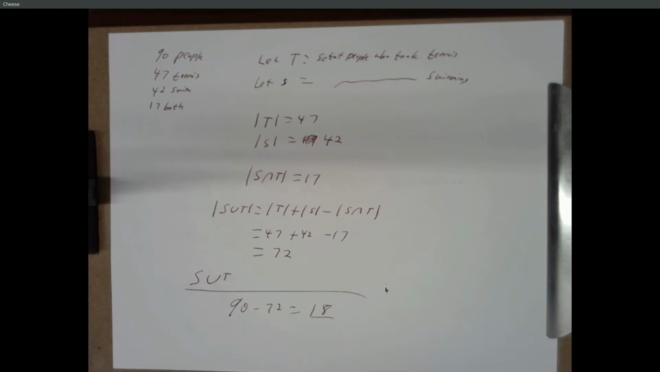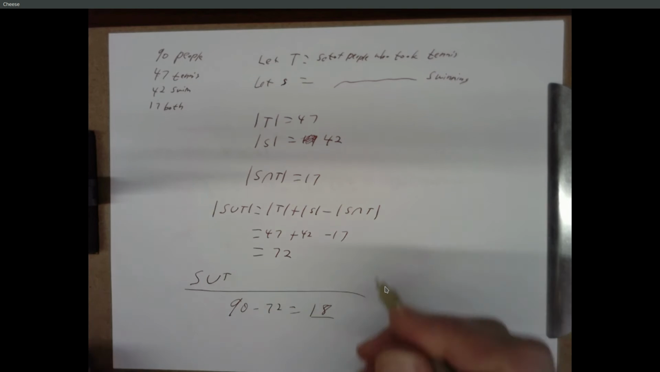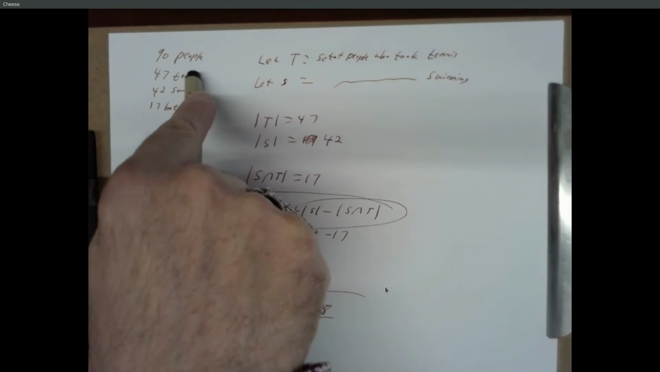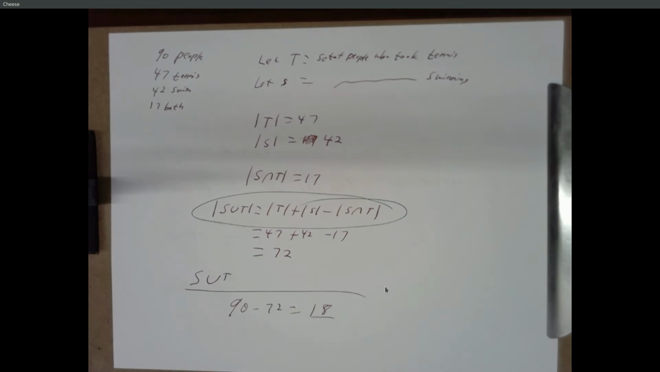This is just a fancy way of saying 47 tennis, 42 swimming. That's a total of 89 people, but 17 of those people got counted twice. So subtract 17 from 89, and you get your 72 non-overlapping. Does that make sense?